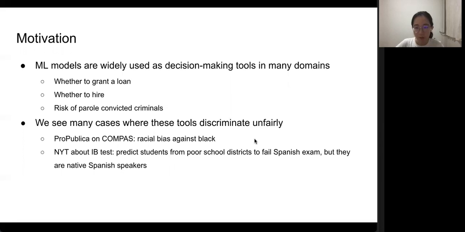Black criminals were scored at a higher risk of reoffending than the actual reoffending rates, and it's the opposite for the white. Another example is an article published in the New York Times about the International Baccalaureate test. Due to the COVID-19 pandemic, the final exams were canceled and students got computer-assigned grades. As a result, some students from low-income families were predicted to fail the Spanish exam, even when they are native Spanish speakers.